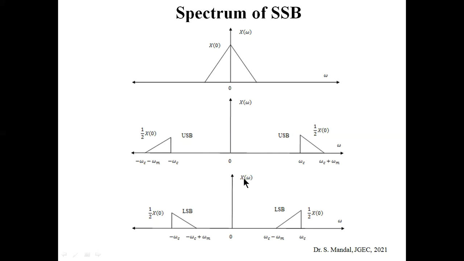Next, this figure denotes the LSB type SSB, where LSB denotes the lower frequency component. In case of lower sideband SSB, the spectrum of the SSB extends from omega c minus omega m to omega c, or minus omega c to minus omega c plus omega m. So you can see that both are SSB, but this one is the USB type SSB, and this one is the LSB type SSB. Clear? Just remember that only one portion will be transmitted in case of SSB.